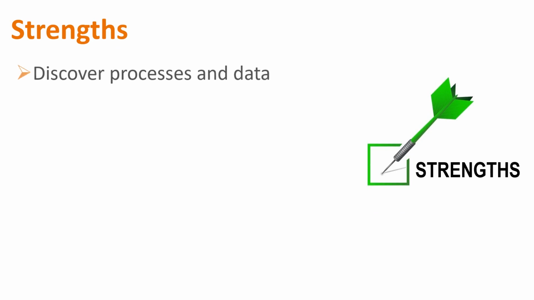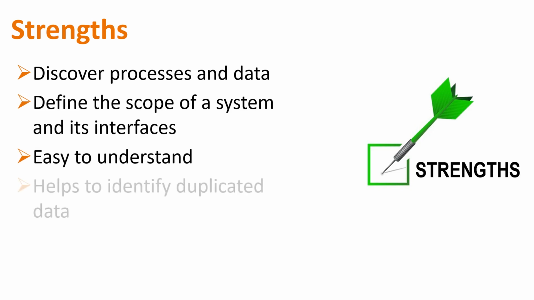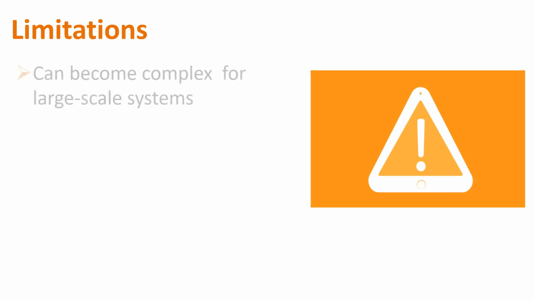The strengths are it helps us uncover processes and how it relates to data that we may otherwise not find. It helps us to find the scope of the system and its interfaces. It's pretty easy to understand. I mean, you saw the layout. That was pretty straightforward. And it also helps us identify when we have replicated data that we shouldn't have, because replicated data increases the possibility of invalid data.